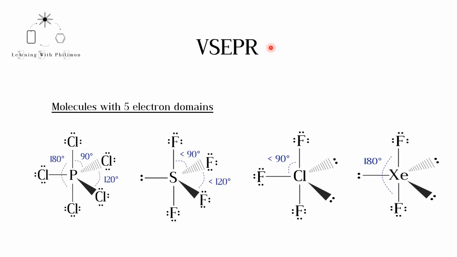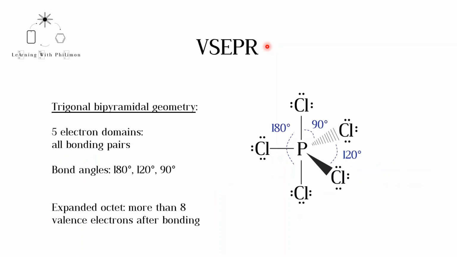In this video, we will be looking at molecules in which there are 5 electron domains around the central atom. For an introduction to valence shell electron pair repulsion theory, VSEPR, please see the previous video, VSEPR.